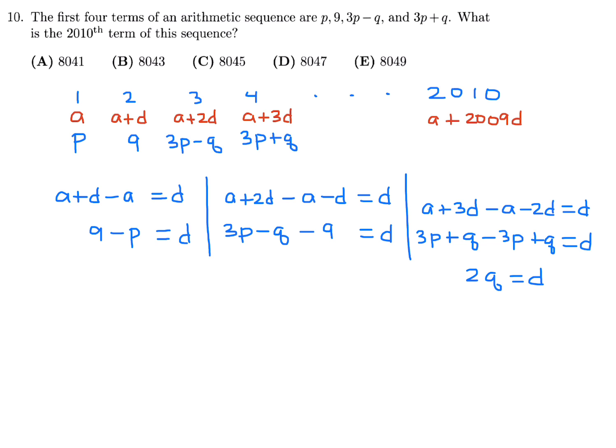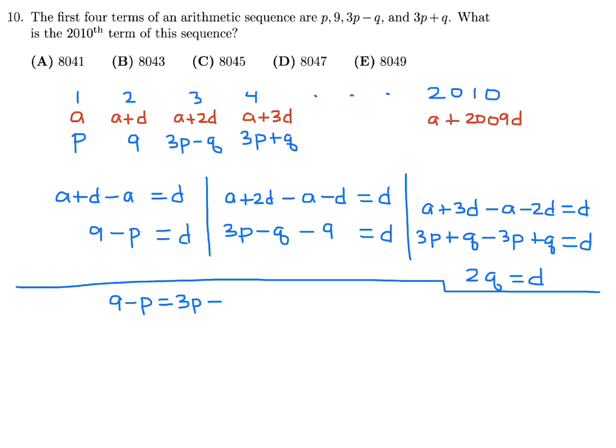All right. So now we've got to work with this and try to figure out what p and q are. Okay, no problem. This equals that because they're both equal to d. So I'll set them equal to each other: 9 minus p is equal to 3p minus q minus 9. So this becomes 18 is equal to 4p minus q, and therefore q is equal to 4p minus 18.